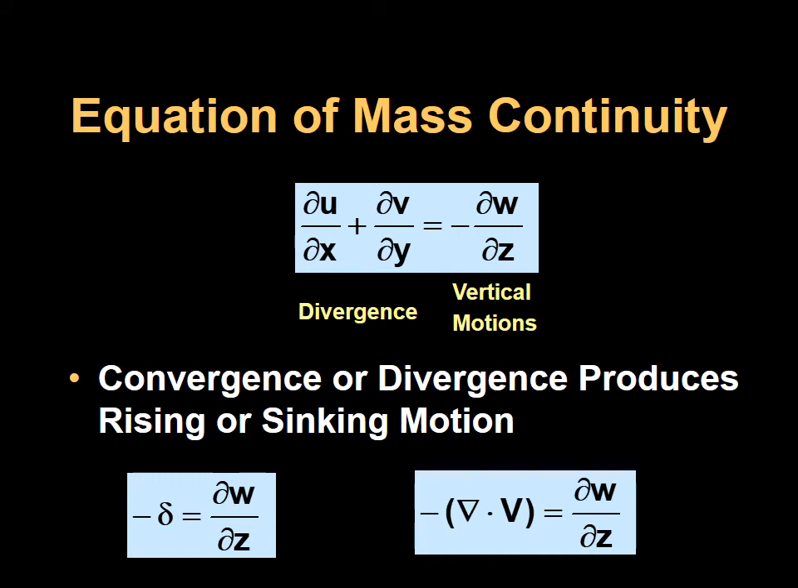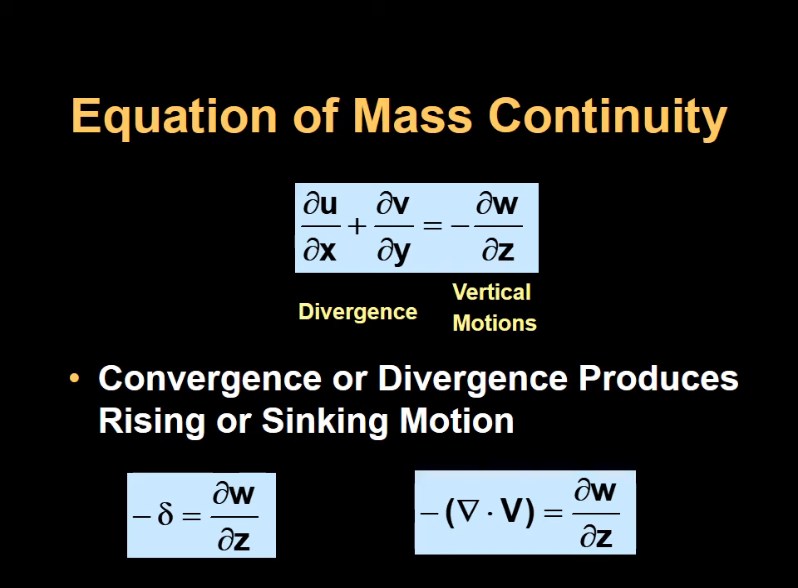So actually, you've seen parts of this equation already. The du dx and the dv dy are divergence. And we talked about divergence in the kinematics section of this course. On the right-hand side of this equation, the dw dz, well, w is vertical velocity, and dz is the height. So this says that vertical motions changing with height are a result of divergence, or the opposite would be convergence. So basically what this says is convergence and divergence produce vertical motions, rising or sinking motions.